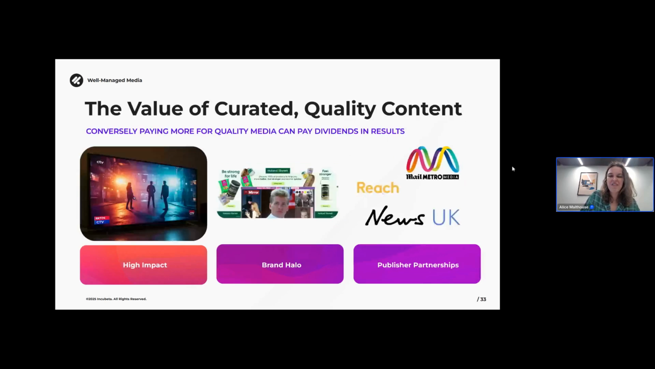So on the flip side, if you are paying a little bit more, then you're likely to be appearing in front of people who are going to be more receptive to your message and better placement quality. So it is worth paying those extra pennies to access this inventory. So it pays dividends by running your activity this way, as you'll be able to access high impact placements.